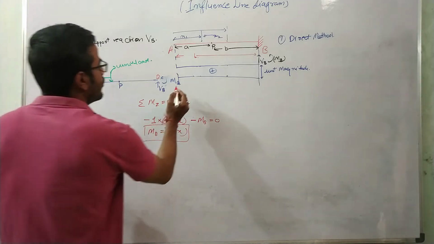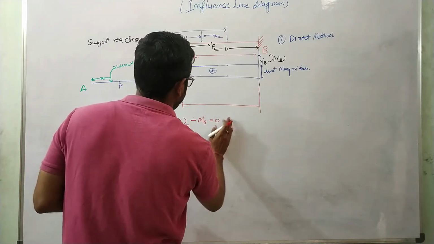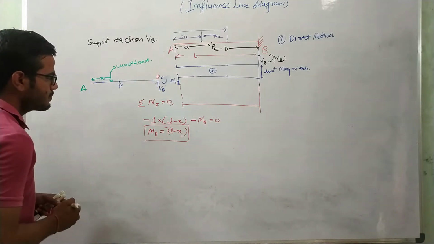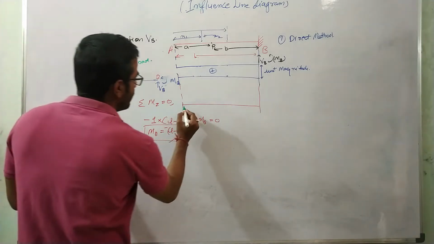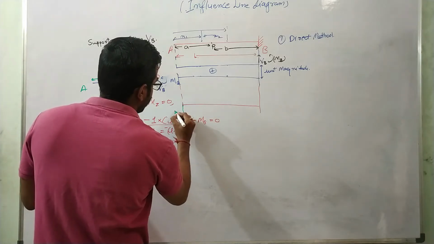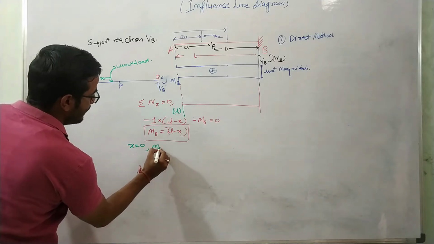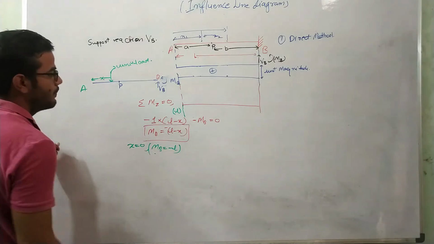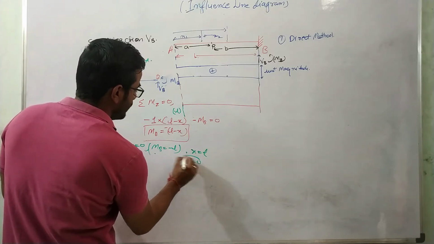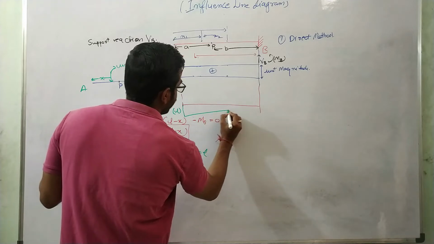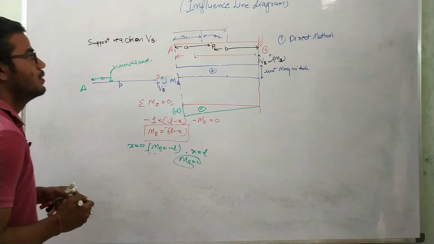And if you want to draw the influence line diagram for MB, this is the linear variation. When x equals 0, the MB will be nothing but of magnitude L. Let us suppose when x equals 0, then MB is minus L, and when x equals L, MB will be 0. So this is the ILD for bending moment.